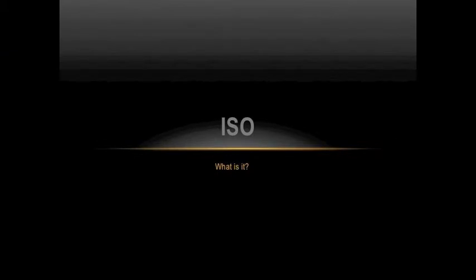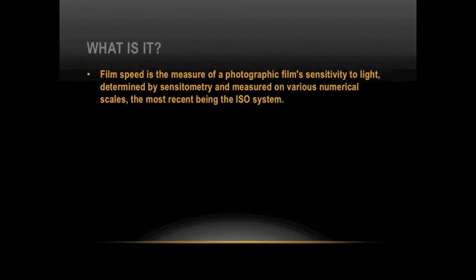Today's episode: ISO, and what is it? So what is it? Film speed is the measure of a photographic film's sensitivity to light, determined by the sensitometry and measured by the various numerical scales, the most recent being the ISO system. Holy cow, half those words I don't even know what they mean. So what's the English version? ISO or film speed simply just means your camera's sensitivity to light.